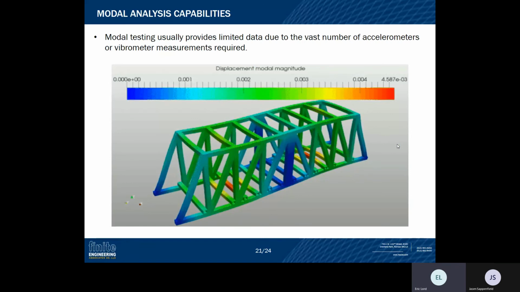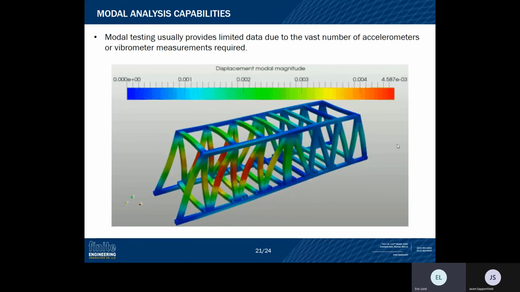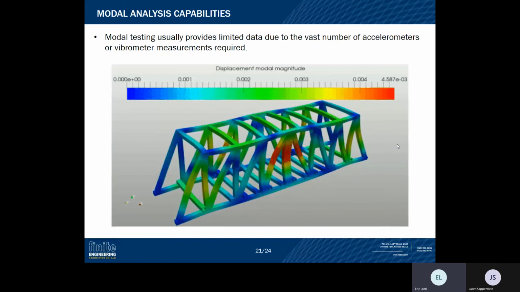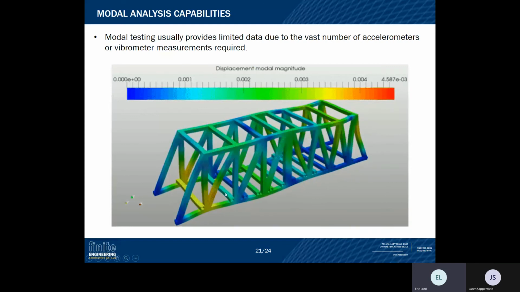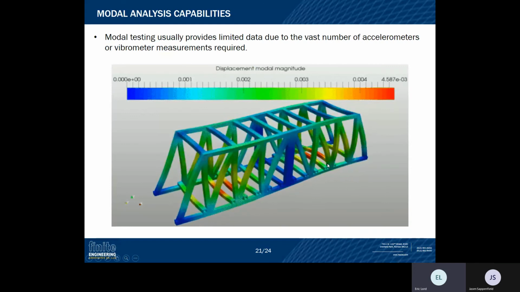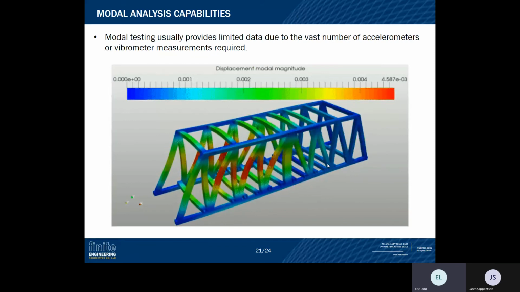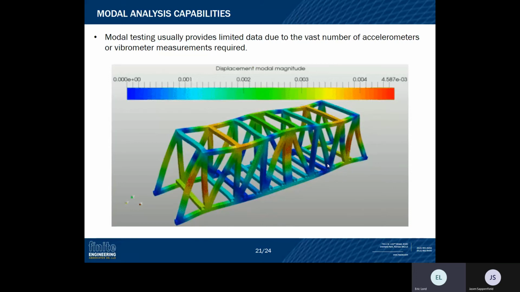And then we have modal analysis. Modal testing usually provides us limited data due to the number of accelerometers that we use. When we have modal testing, generally we would take a structure and put a few accelerometers on here. This could be even a couple handfuls of accelerometers, depending upon what the structure is, what kind of data acquisition we have, and so on.